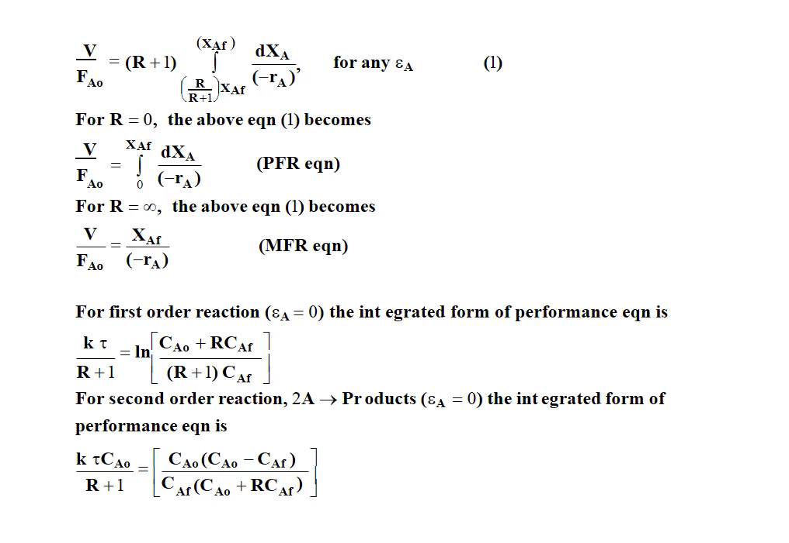Whereas for the second order reaction, that is 2A gives a product where epsilon A is equal to 0, the integral form of the equation will change into k tau CA0 divided by R plus 1 is equal to CA0 into (CA0 minus CAF), that is, initial concentration multiplied by initial concentration minus final concentration, divided by CAF into (CA0 plus R CAF), that is, initial concentration plus recycle ratio into final concentration.